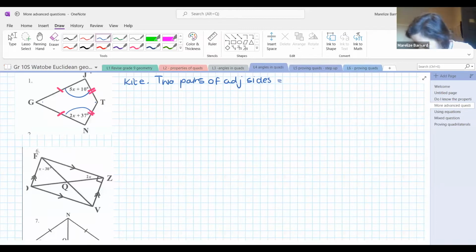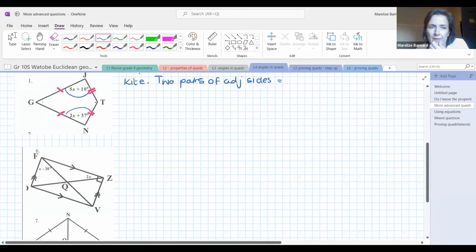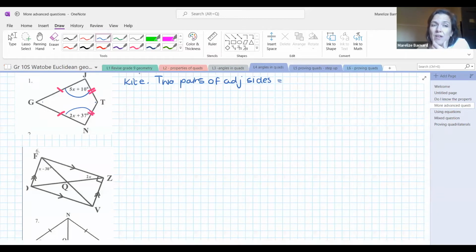Sorry, Mama, I have a question. Can we say that 5x plus 10 degrees plus 2x plus 37 degrees is equal to 180 degrees? Reason. No, not 180. Why do you say 180? Oh, the thing is, I'm using the isosceles triangle properties. That's okay. Yeah, but this is a kite. It's not an isosceles triangle.